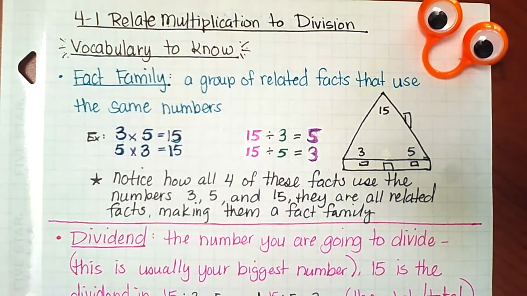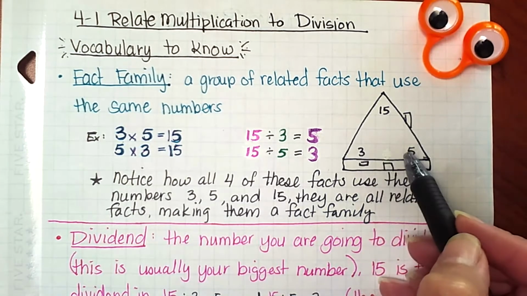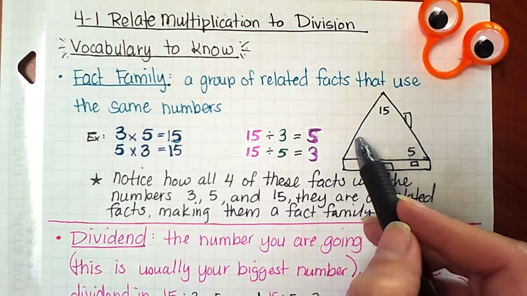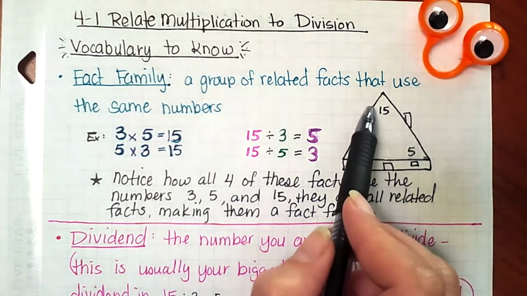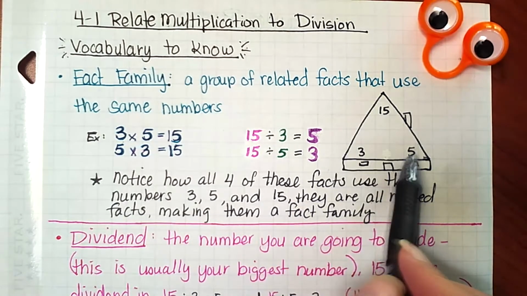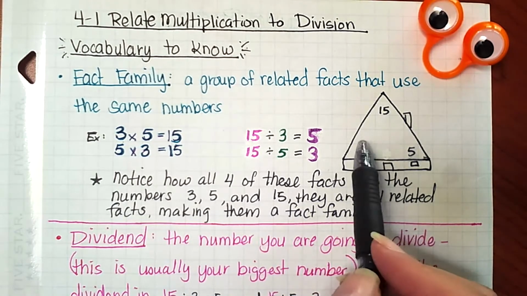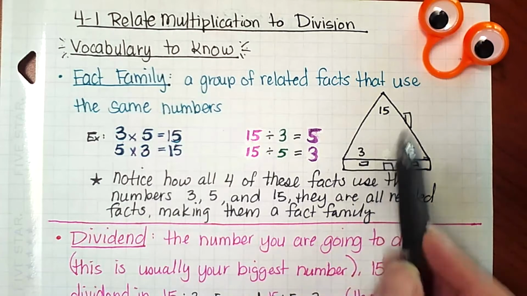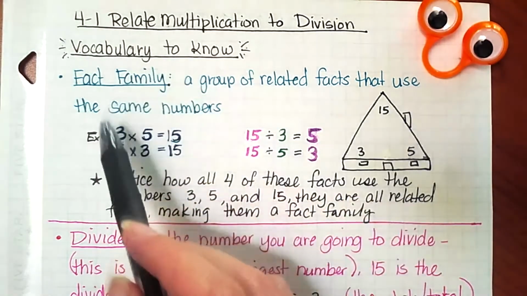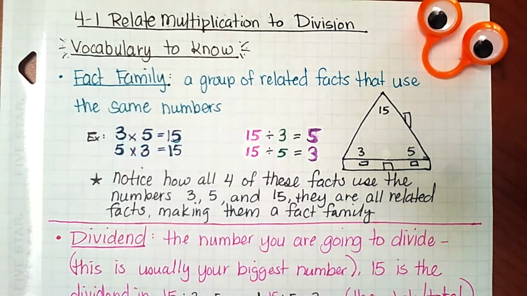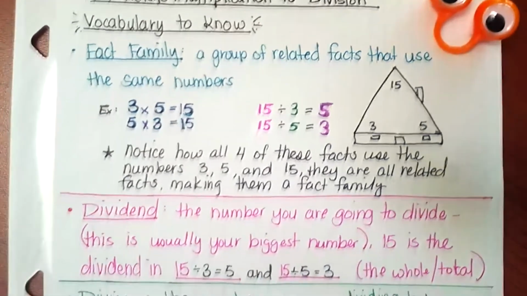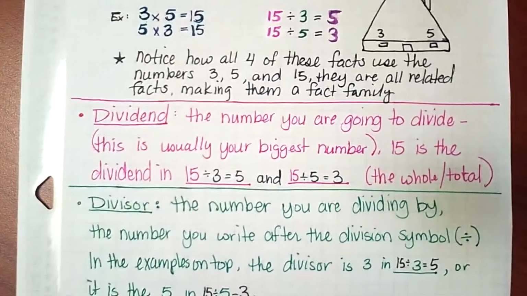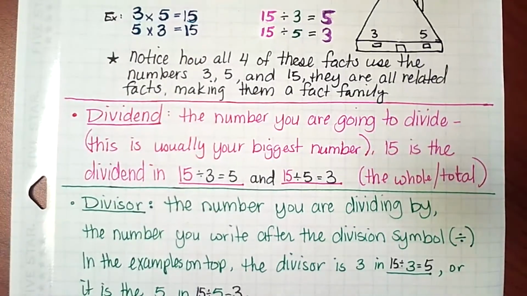So if you're looking at it in your fact family house, you know 3 times 5 is 15. 5 times 3 is 15. 15 divided by 3 is equal to 5. 15 divided by 5 is equal to 3. When you're using a fact family, you have all of the answers right away. All you have to do is make sure you're putting your numbers in the correct order. Now let's go over some of these definitions.